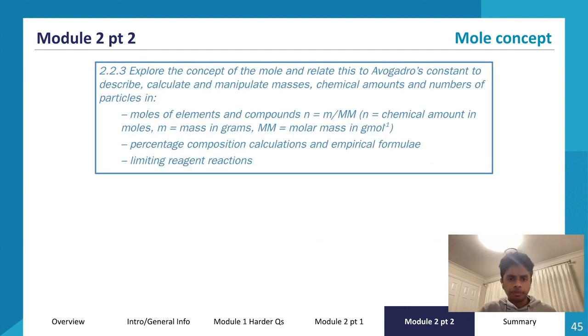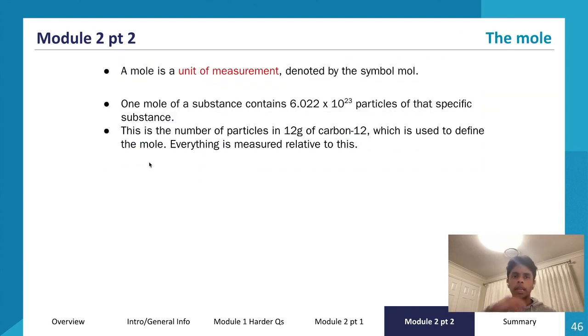Okay, so let's go to the dot point. Explore 2.2.3 now. We explore the concept of the mole and relate this to Avogadro's constant to describe, calculate, and manipulate masses, chemical amounts, and numbers of particles in moles of elements and compounds. n equals mass over molar mass, percentage composition calculations, empirical formula, and limiting reagent reactions. Cool. So what is a mole?